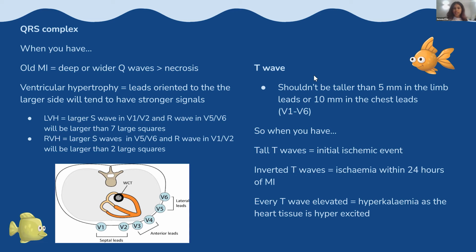So moving on to the T wave. In general, the T wave shouldn't be taller than 5 millimeters in the limb leads or 10 millimeters in the chest leads. The chest leads, as we remember, were V1 to V6, and the limb leads were everything else. When you have tall T waves, that can show there's an initial ischemic event. When you have an inverted T wave, that means there could be ischemia within 24 hours of an MI. And when every T wave is elevated, that's a good indicator of hyperkalemia because the heart tissue is just hyperexcited, so all the T waves are being elevated.